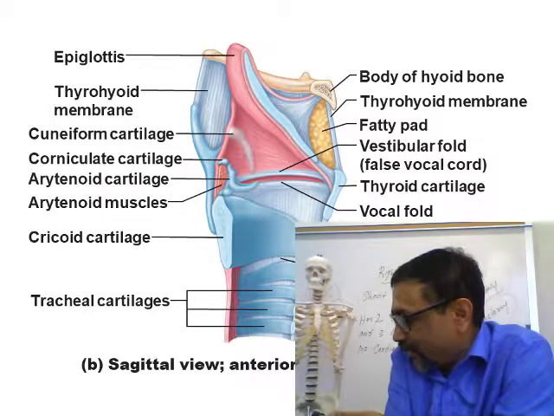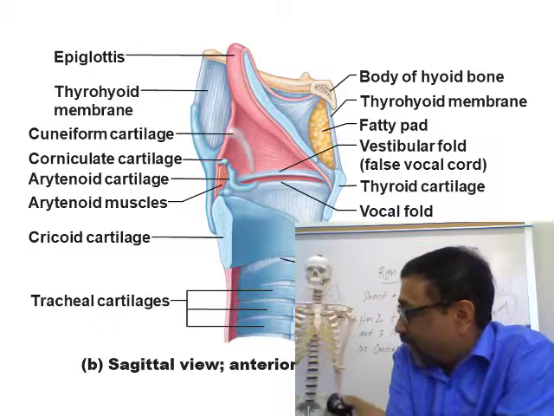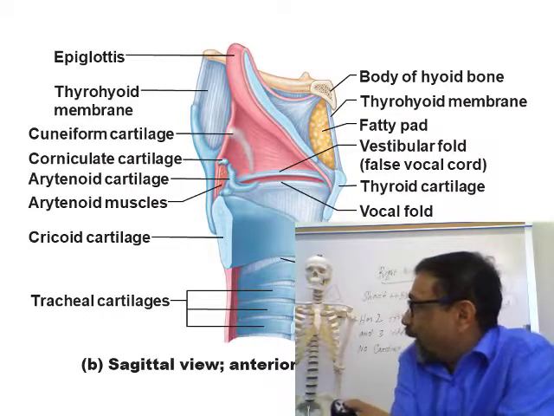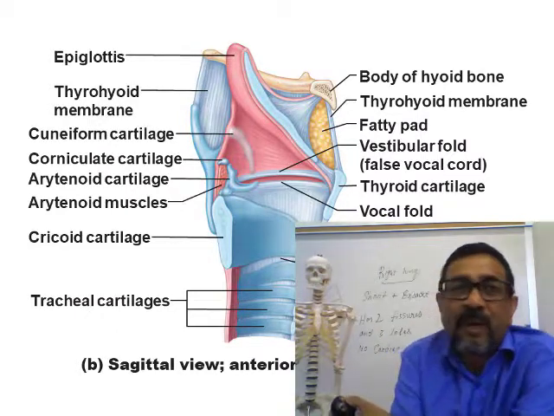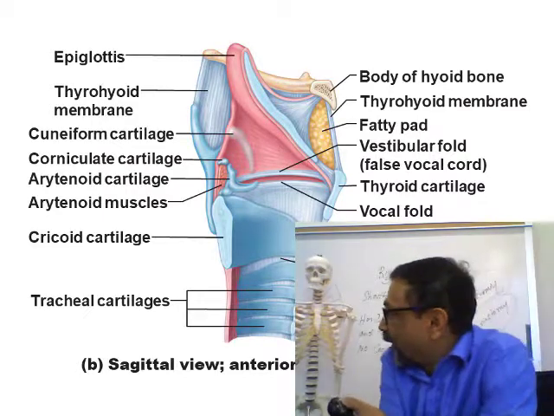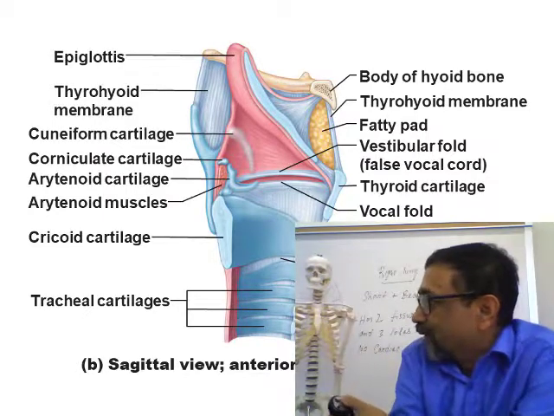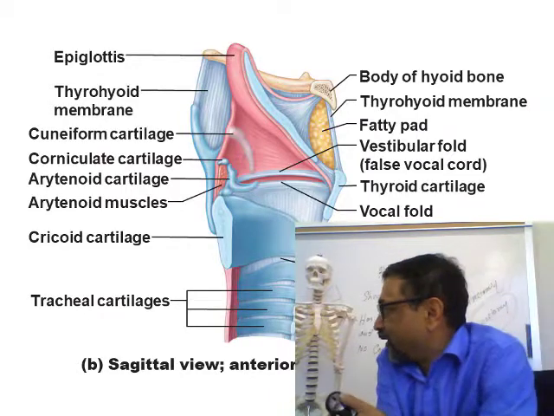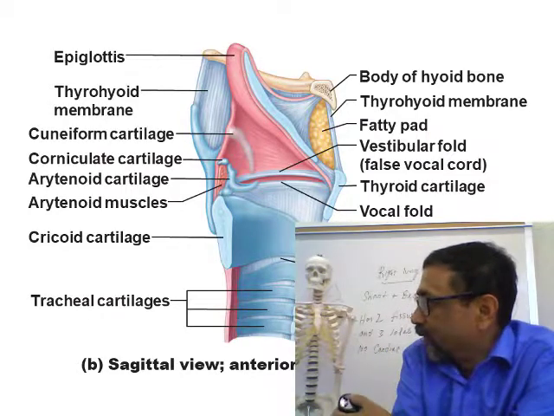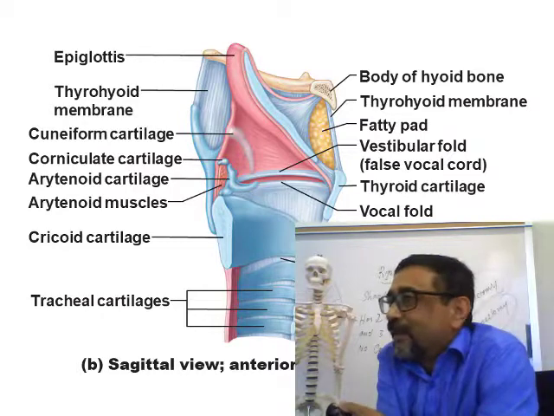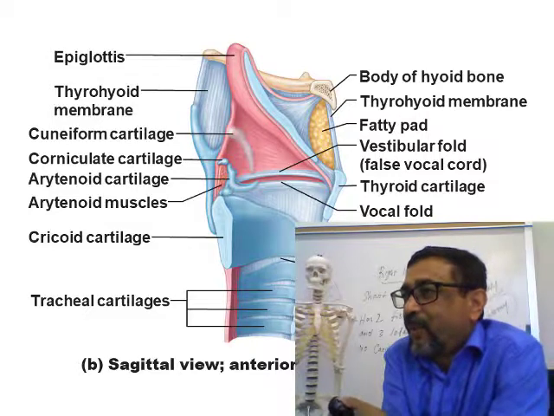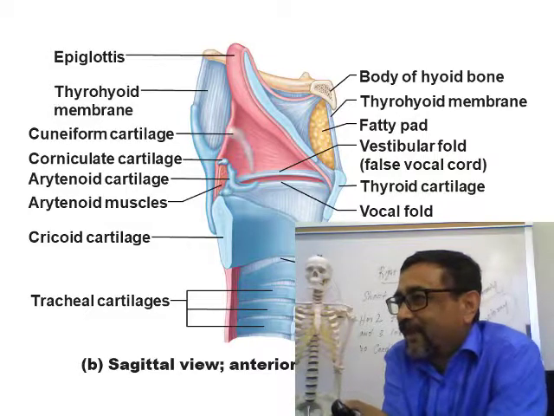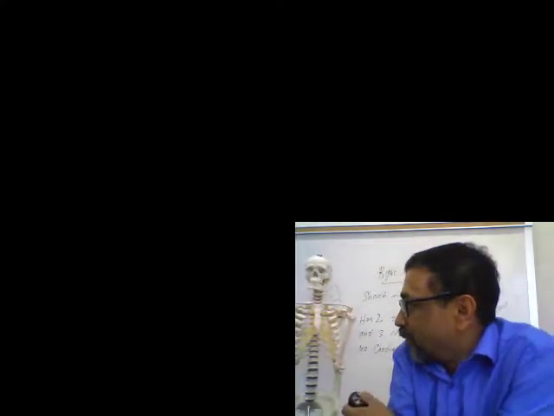There are two types of vocal folds. The upper one is the vestibular fold, also called the false vocal fold, and the lower one is the true vocal fold, which is responsible for the production of sound. The lower one is the true vocal fold. The upper one is called the vestibular fold, which is the false vocal cord.